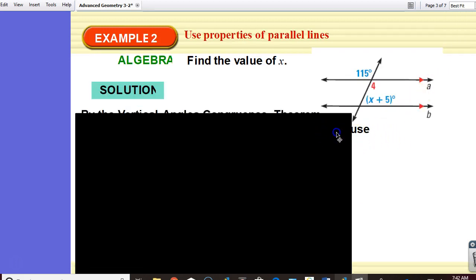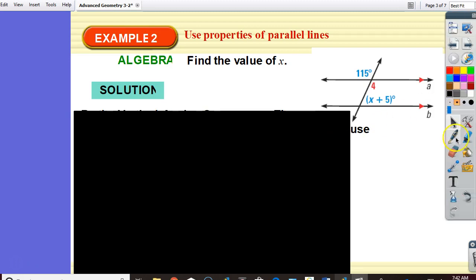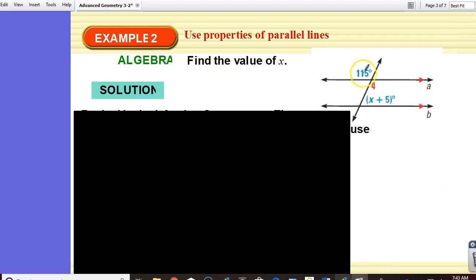Alright, so find the value of x. So we're looking for the value of x. So what do I know? 115. What do I know about this 4? I'm going to need to use it since they put it there. I'm obviously going to need to fill it in. So what is angle 4? What's the value of angle 4? 115, because vertical angles are congruent.